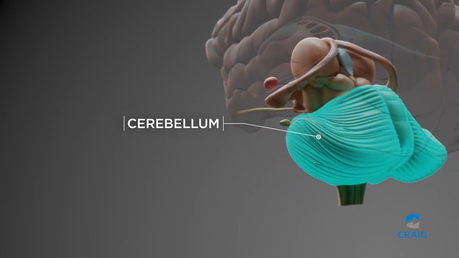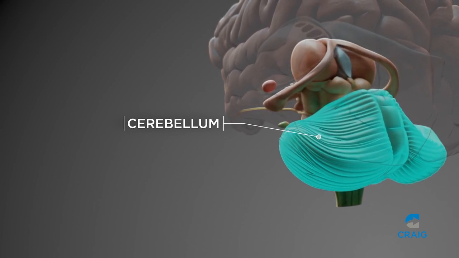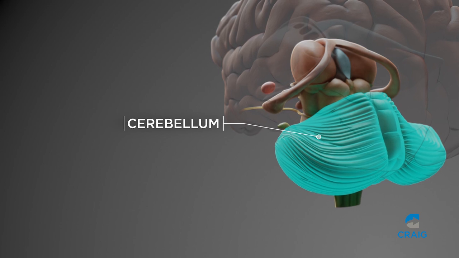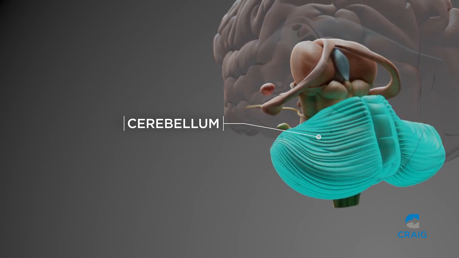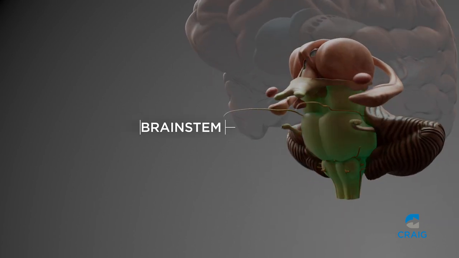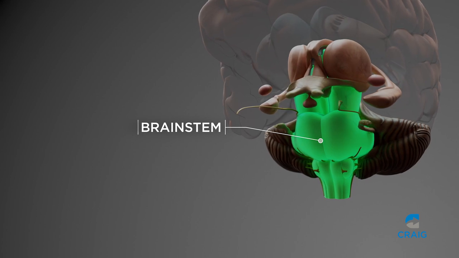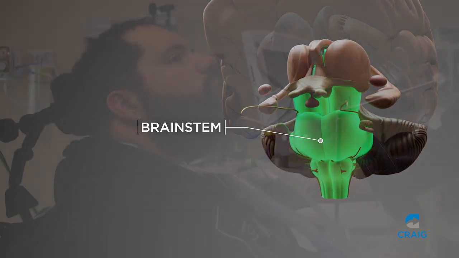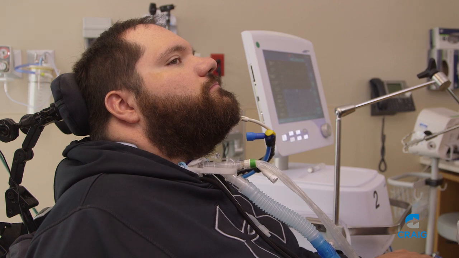The cerebellum is the bottom part of the brain. An injury to this part would make it hard to find balance and coordination with the body. The ability to stand upright may not be possible. The brainstem is responsible for all vital functioning. This includes heart rate, blood pressure, swallowing, and breathing. Some people with a brainstem injury may need a ventilator to help them breathe.